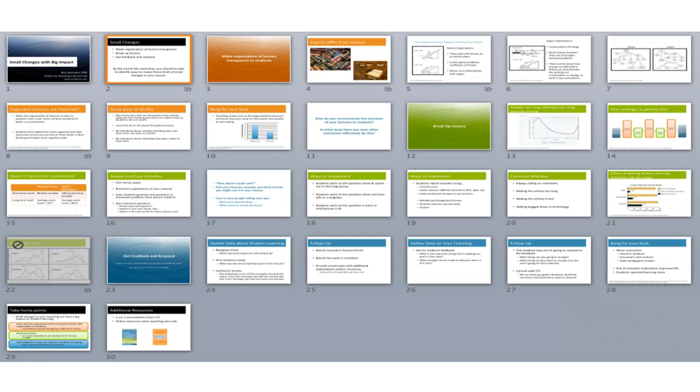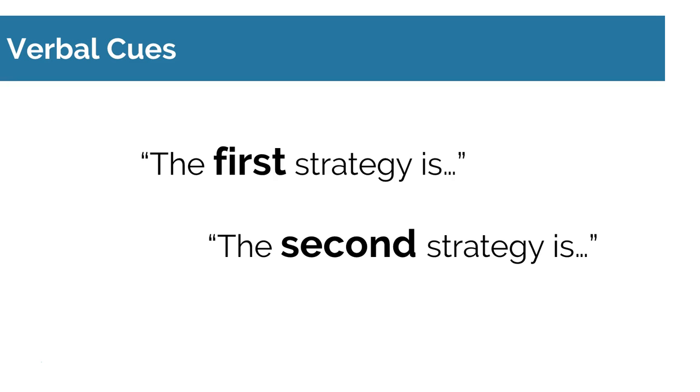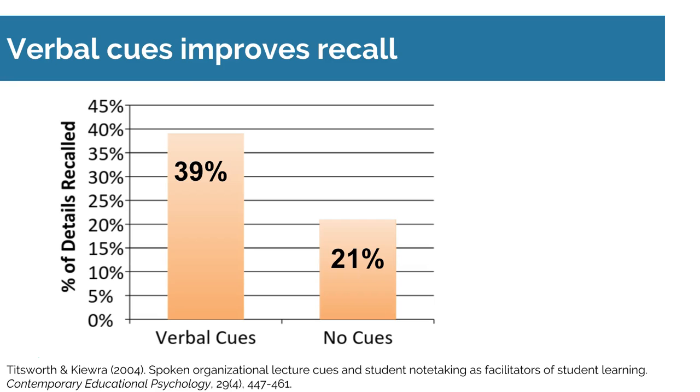This helps students' navigation. Another way that's just as simple as this is to provide verbal cues. So for example, the first strategy is, or the second strategy is. There was a study done by Titsworth and Kiewra that showed that just providing these verbal cues helps students recall more details. Part of what happens here is that it may seem like a small thing, but it makes a big difference because these verbal cues help students understand the structure of the lecture and helps them take better notes in order to go back and refer to it and recall that information.